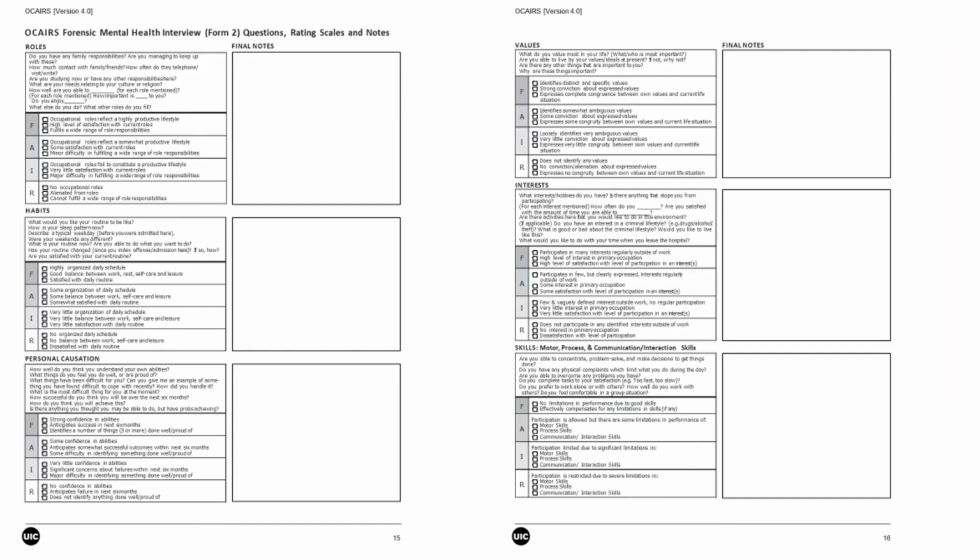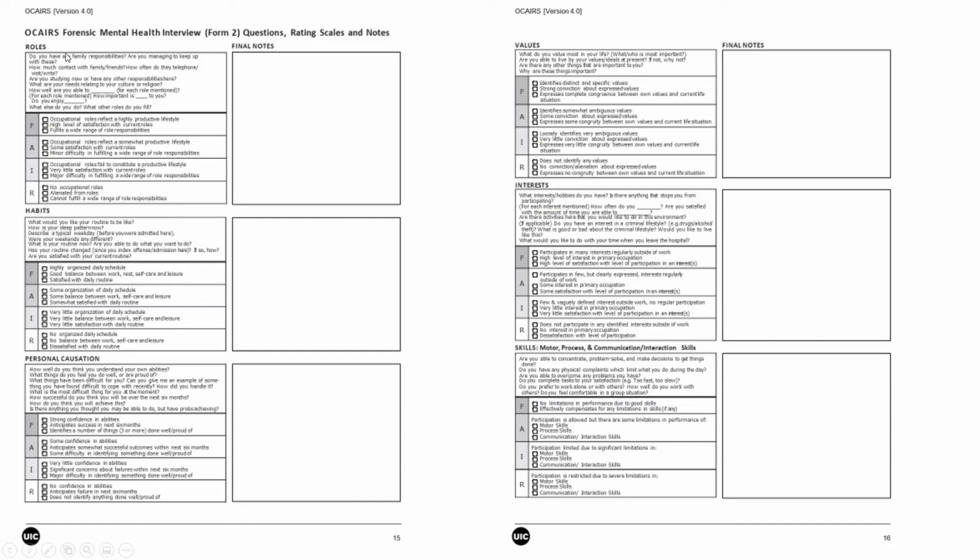So again, here, a brief rundown. These are just images of what the assessment actually looks like if you were to take it out of the assessment manual and use the paper forms themselves. And so this is the OCAIRS Forensic Mental Health Interview Form 2. There are 4 forms within each category. Remember, mental health, or forensic mental health and physical disability. So we will go through these in great detail in later videos. I just wanted to show you what it looks like.